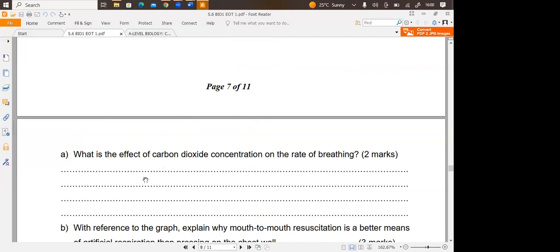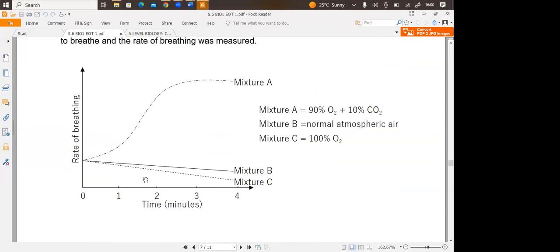So, we're not really sure whether you know the concentration of carbon dioxide in atmospheric air and the concentration of carbon dioxide in mixture C. So now for you to get those 2 marks, you have to first tell us what is the concentration of carbon dioxide in mixture A, mixture B, and mixture C. Then after establishing that concentration, you now give us your trend that you have picked from the graph.